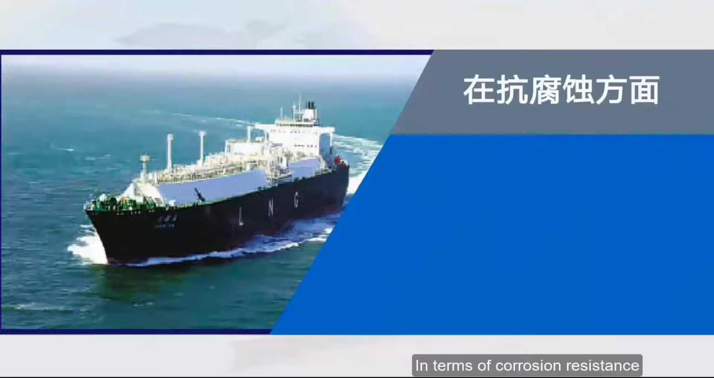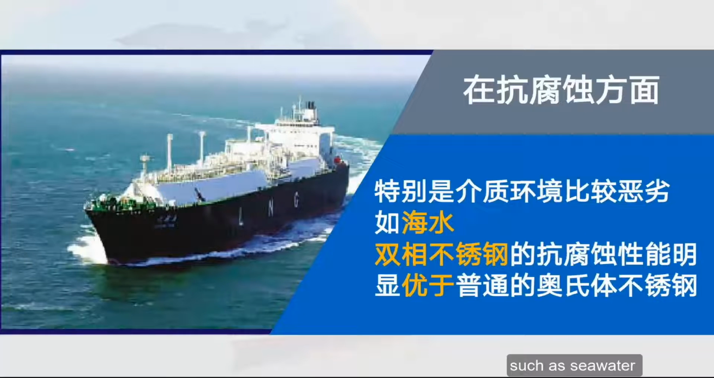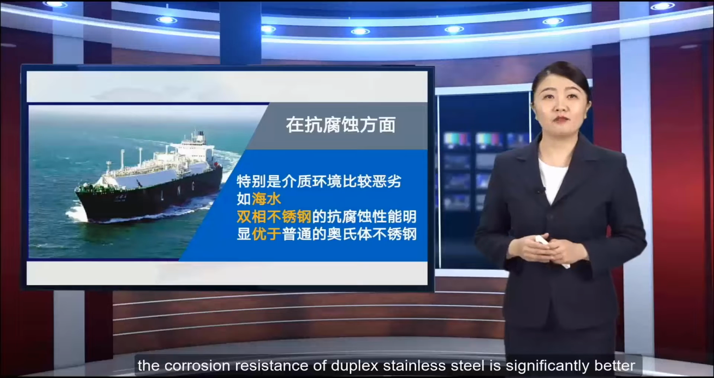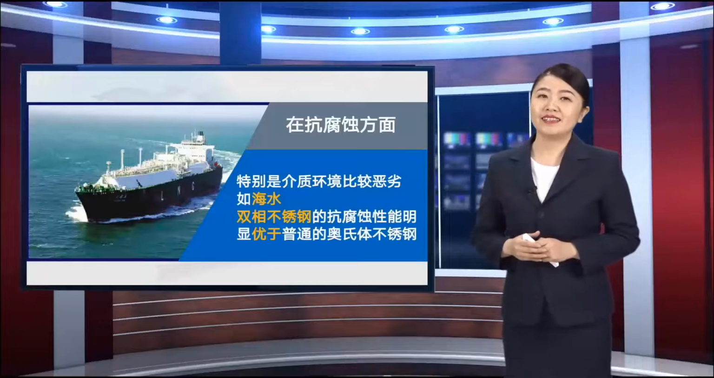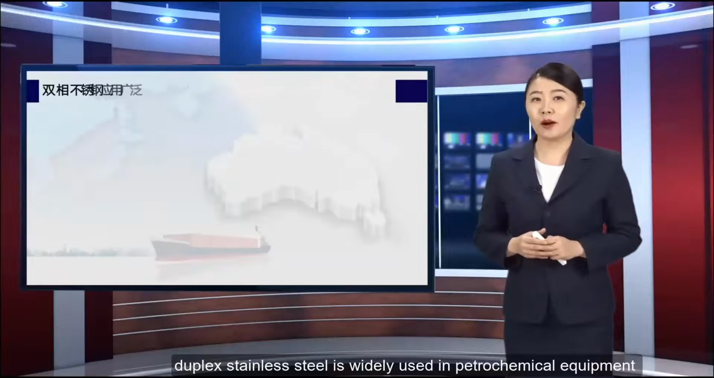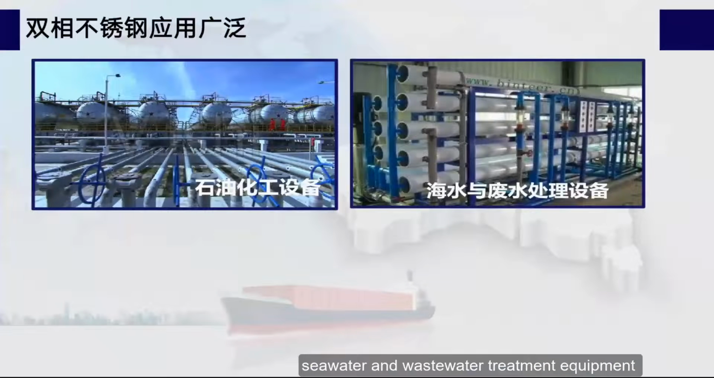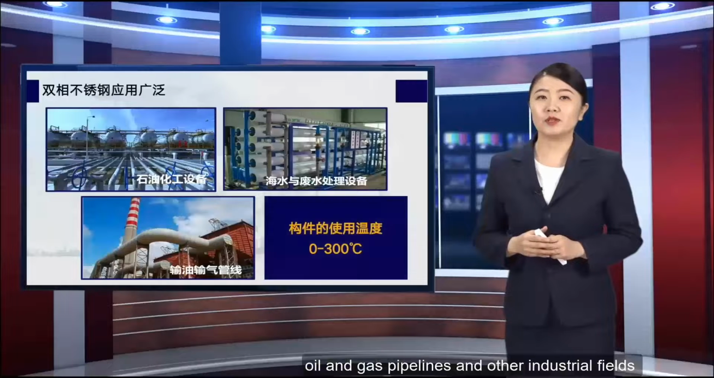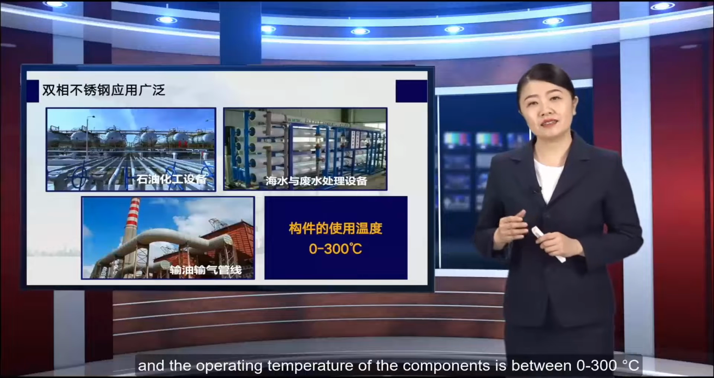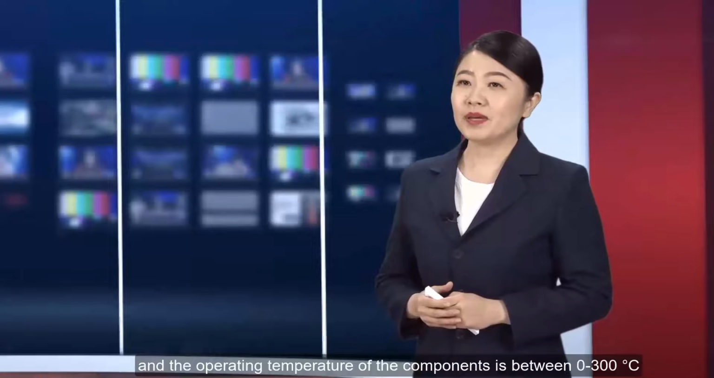In terms of corrosion resistance, especially in the harsh medium environment, such as seawater, the corrosion resistance of duplex stainless steel is significantly better than that of ordinary austenitic stainless steel. Therefore, duplex stainless steel is widely used in petrochemical equipment, seawater and wastewater treatment equipment, oil and gas pipelines and other industrial fields. And the operating temperature of the components is between 0 to 300 degrees Celsius.